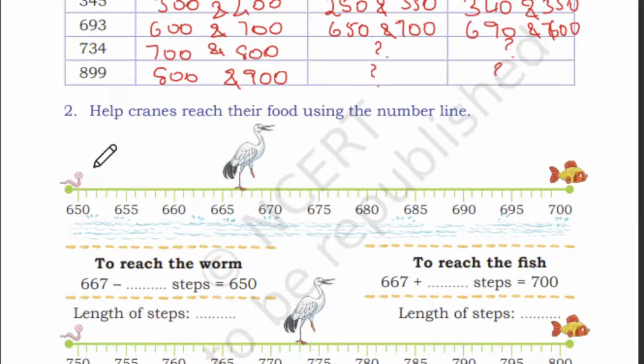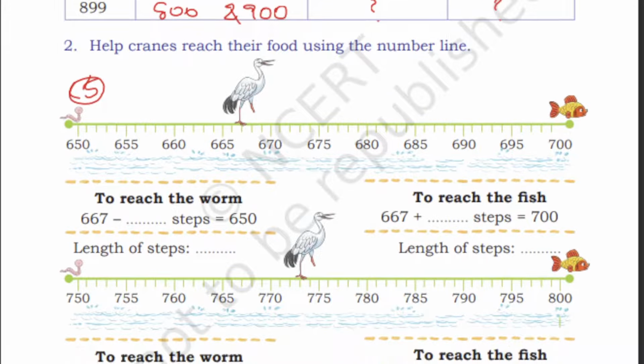Next question. Help cranes reach their food using the number line. In the number line, you have to find out how the crane reaches the fish. We are given 650, 655, 660, 665, 670, 675, 680, 685, 690, 695 and 700. Each has 5 jumps. To reach the worm, 667 plus blank steps is equal to 650. So where is the worm here? Here it is.